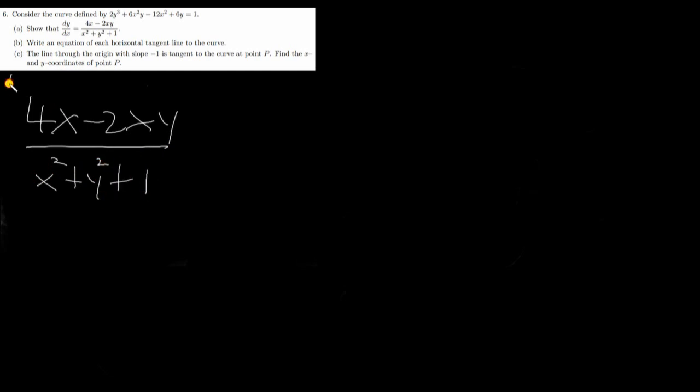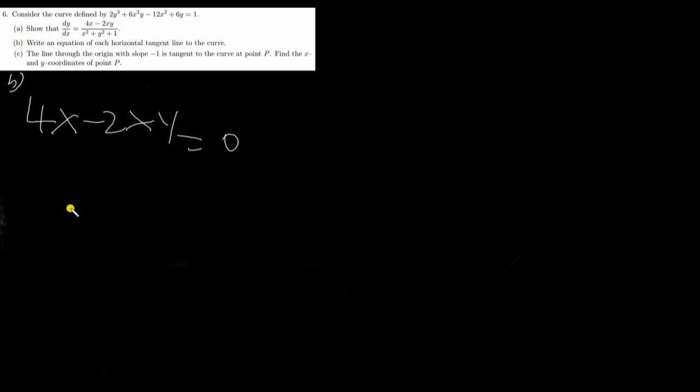Okay, so part B, we need to write an equation of each horizontal tangent line to the curve. At a horizontal tangent line, the derivative is going to be 0. So (4x minus 2xy) over (x squared plus y squared plus 1) is equal to 0. Since the denominator can never be 0, we're not going to worry about that. We're just going to focus on the numerator and look at when it is equal to 0.